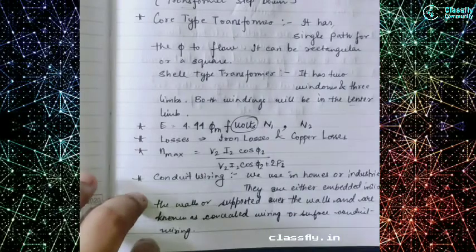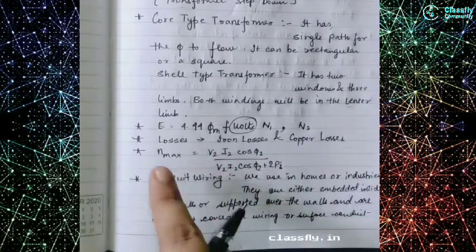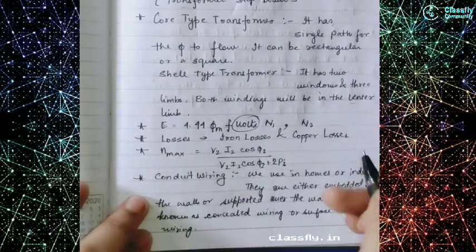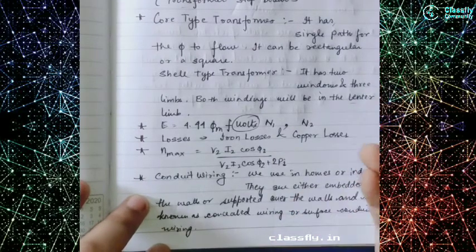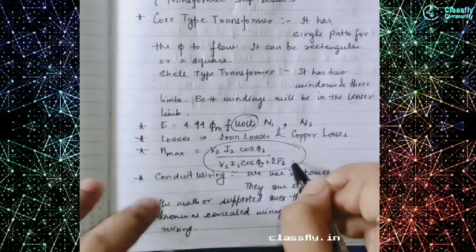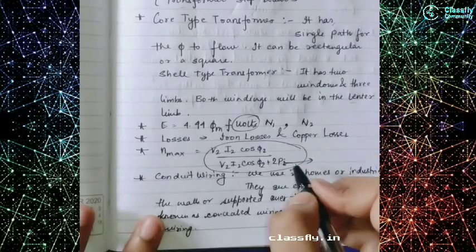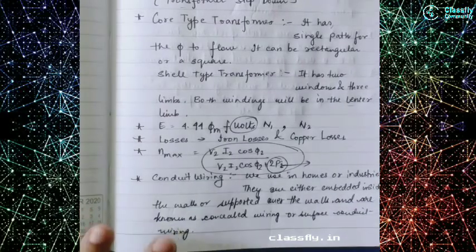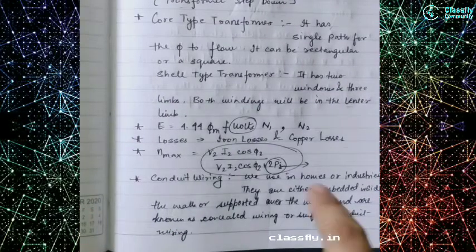The two losses which occur in the transformer are iron loss and copper loss, and this is the condition for maximum efficiency. Here we transfer the iron loss into the copper loss or the copper loss into the iron loss. So here I have changed the copper loss into the iron loss, so it has become Pi instead of I2 square R.